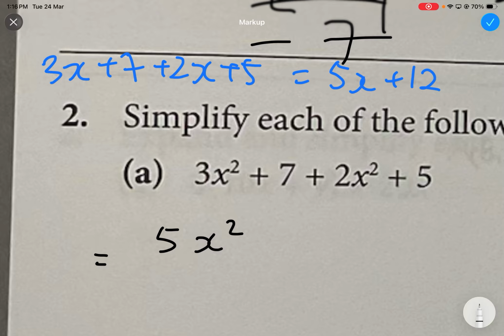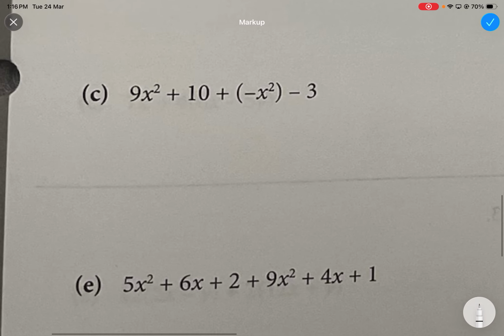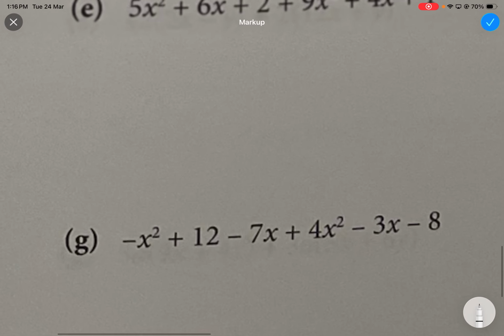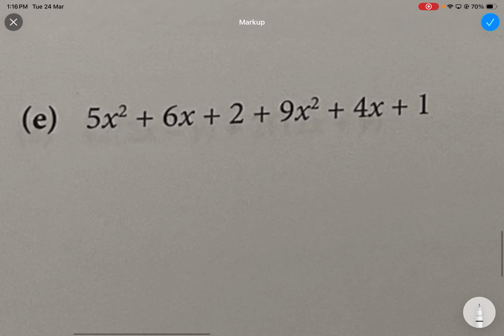Okay? Then lastly, there are numbers also. I have a 2, I have a 1. So 2 and 1, they are all numbers, I can add them together. Then I cannot simplify anymore. This is the end. This is the answer. I will have an x squared term, an x term, and a number term. Okay, your turn to do all the rest of the questions.